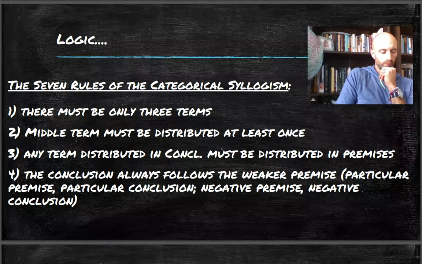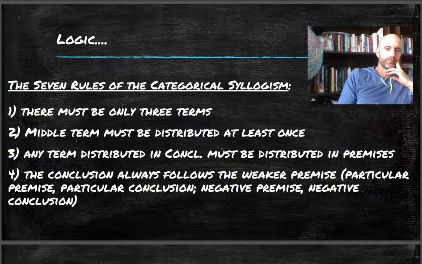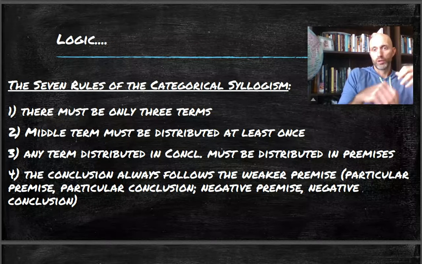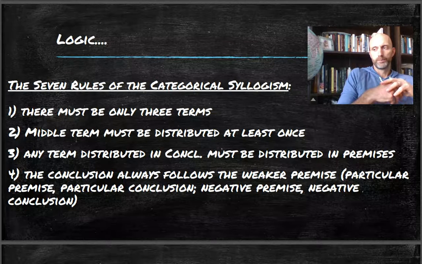So it's worded slightly odd, number 4, when it says the conclusion always follows the weaker premise. Really what you want to look for is, if one of the premises is particular, then the conclusion has to be particular. Just like a standing marching order is the middle term has to be distributed at least once in any and all categorical syllogisms. If your conclusion is particular, it will always be the case that one of your premises has to be particular as well.